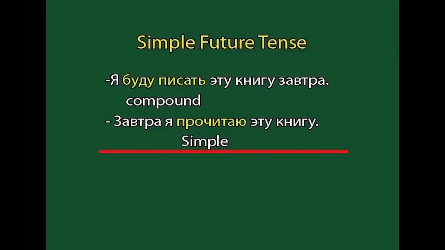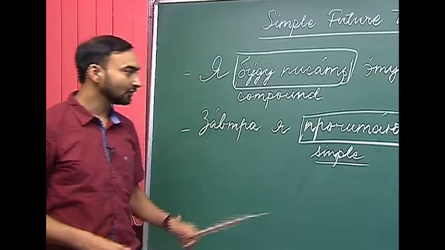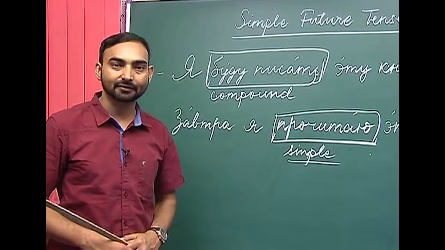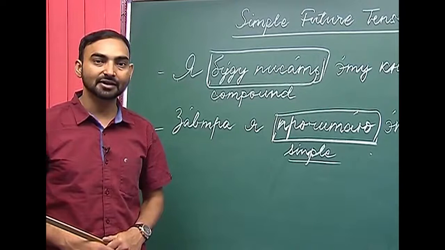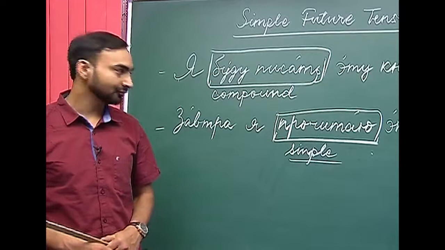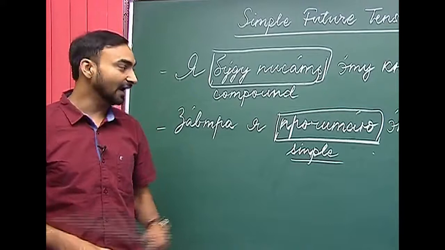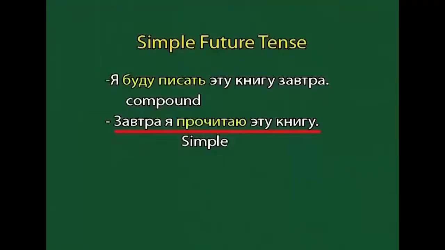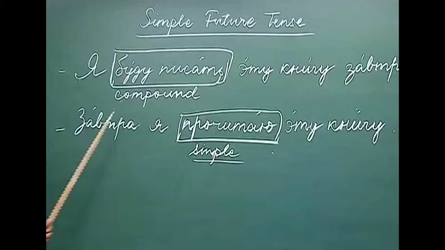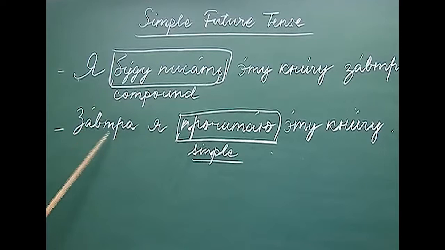Now, how do we denote the simple future tense in Russian language? We have to use the conjugated form of the perfective aspect. If you remember, we have discussed two aspects of verbs in Russian language. One is imperfective aspect and the other one is perfective aspect. So, when we use the conjugated forms of the perfective aspect, it will denote the future tense. Why? Because perfective aspects do not have any present tense. So, if I say Zavtra ya prachitayu etu knigu, it will mean tomorrow I will read this book.